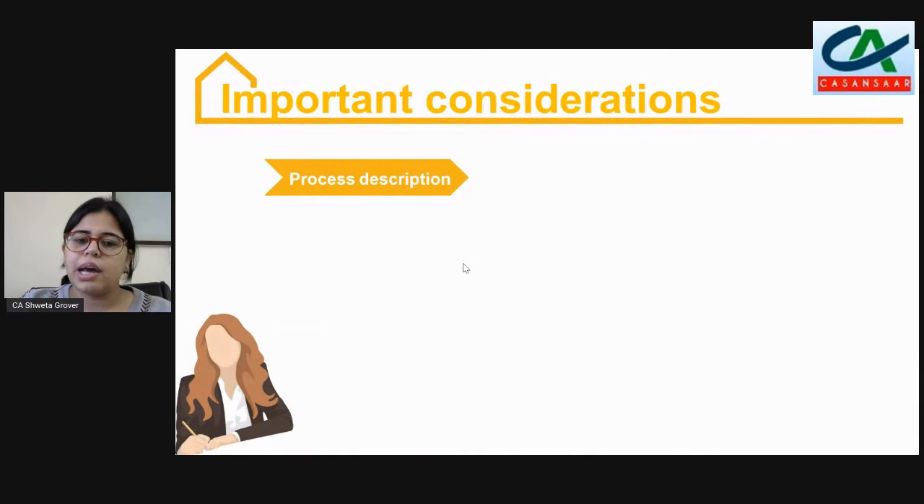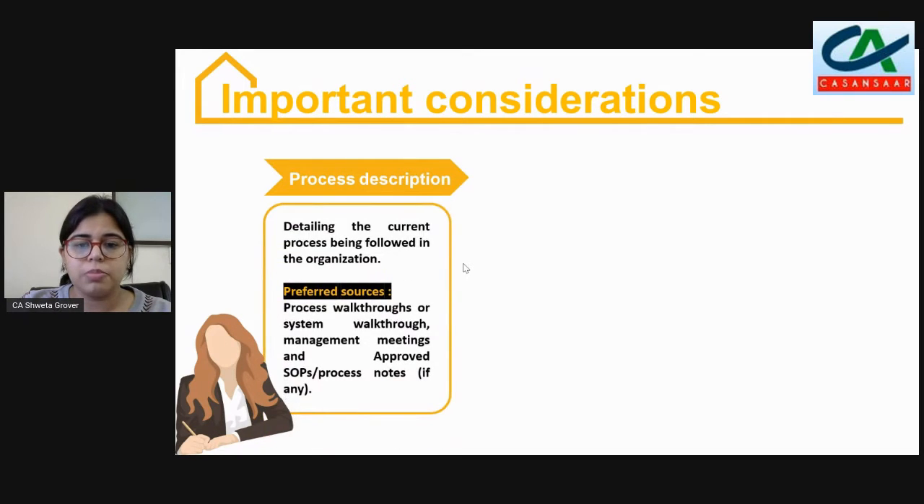First component in RCM is process description. When we are preparing RCM, we need to mention the process against which we are mentioning our risk and the controls. So process is very important. When I am saying process description, you need to mention the process name, then comes the process description.